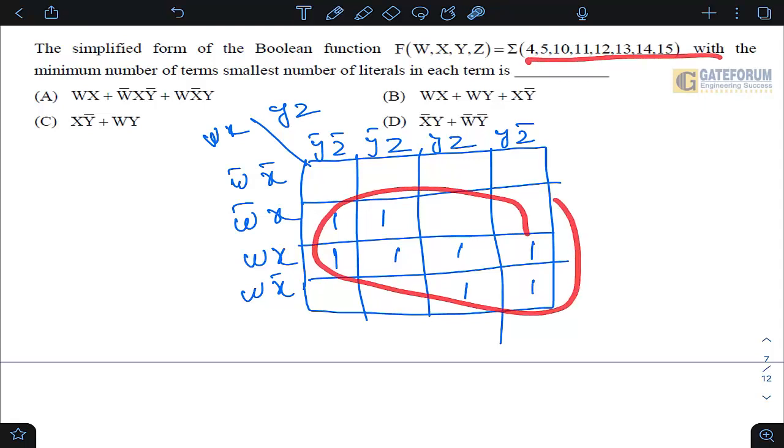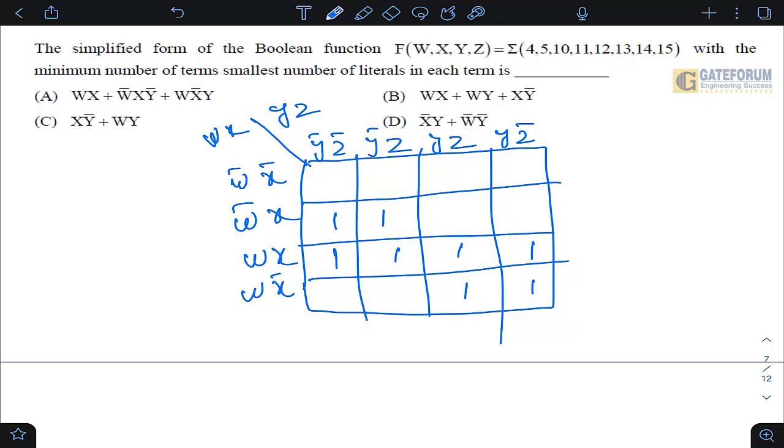I have plotted them in this map. Now we can do the grouping. I can see an octet is not possible. A quad is definitely possible. This is one quad. My target is to cover all the minterms. So this is also one more quad. Now everything is being covered, right? So I think this is the minimal mapping.